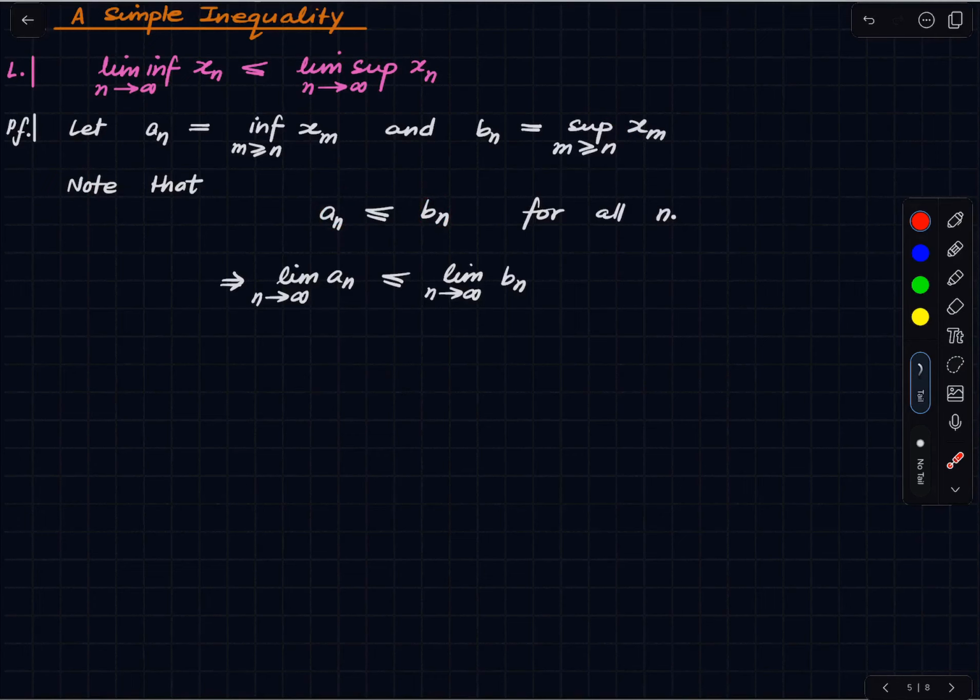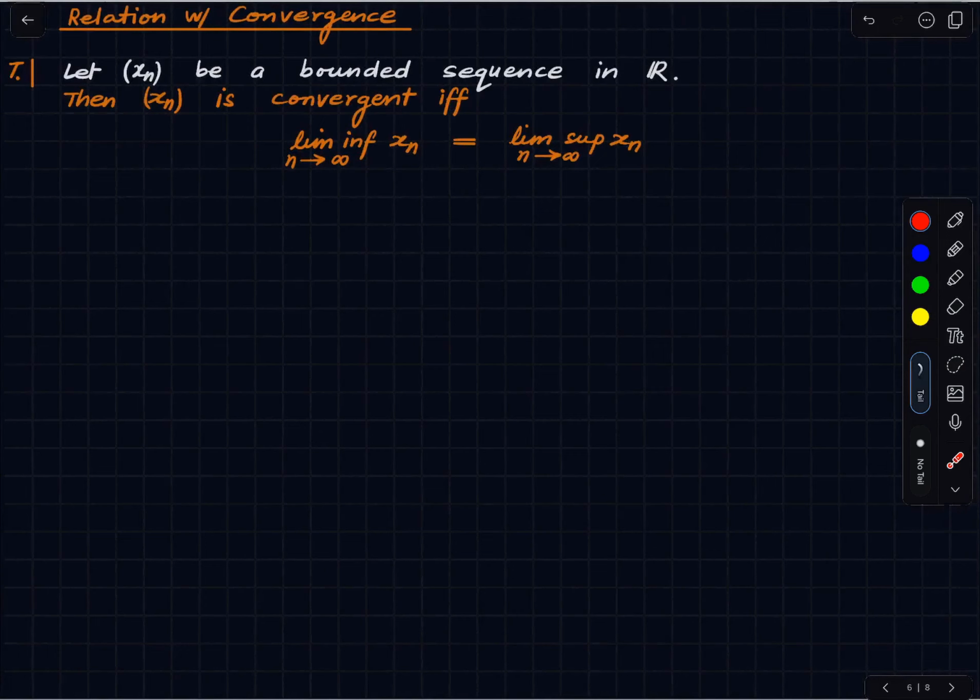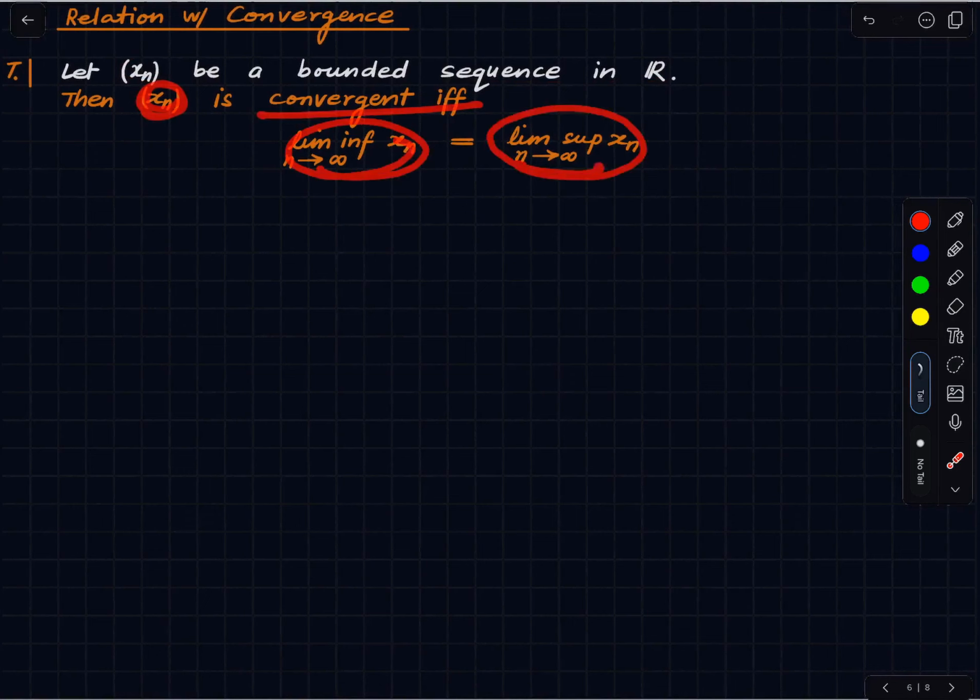Okay, so this is very, very simple. And now here is the most important thing in this lecture: if we have a bounded sequence of real numbers, then the sequence is convergent if and only if the limit inferior agrees with the limit superior. So the notion of convergence has yet another equivalent formulation. We earlier saw the formulation in terms of Cauchy sequences. Here we have another formulation in terms of the limit inferior and limit superior.